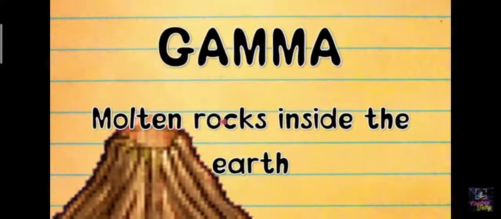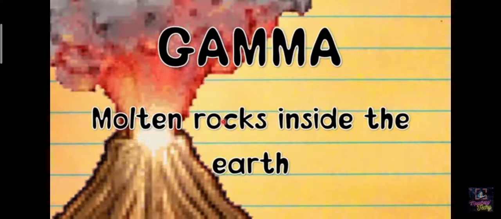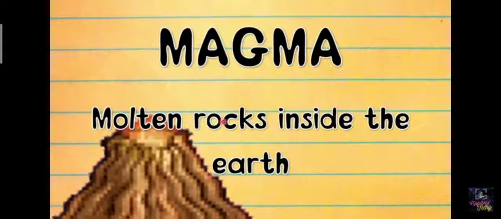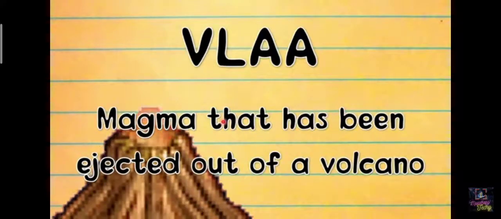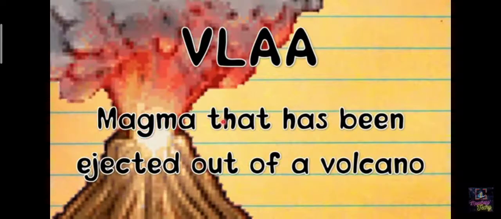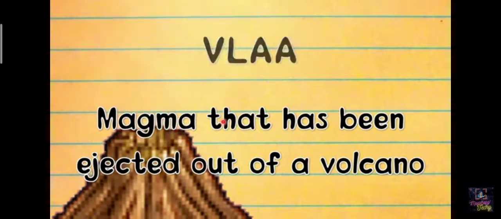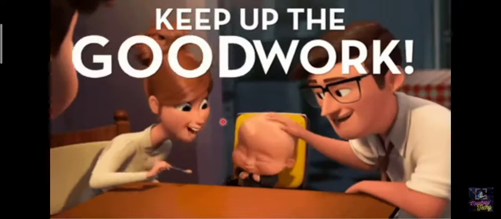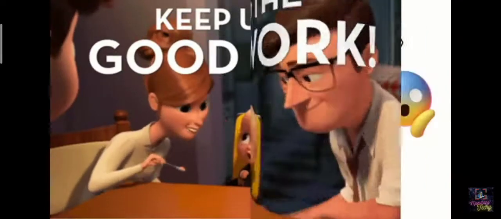For number 4, what do you call molten rocks inside the earth? Yes, the answer is magma. For number 5, what do you call magma that has been ejected out of a volcano? Yes, the answer is lava. Keep up the good work. Let us proceed to our lesson proper.